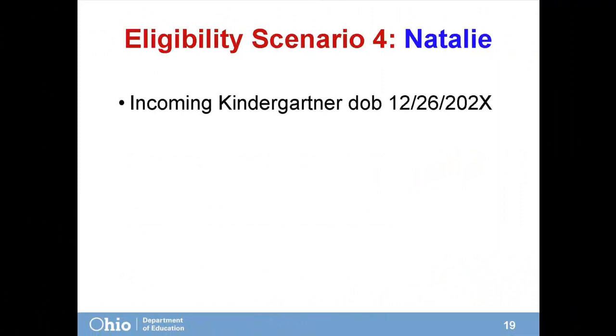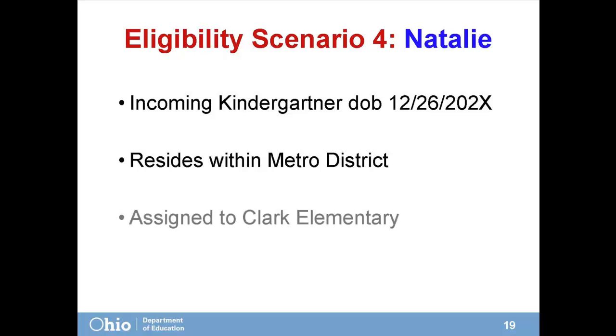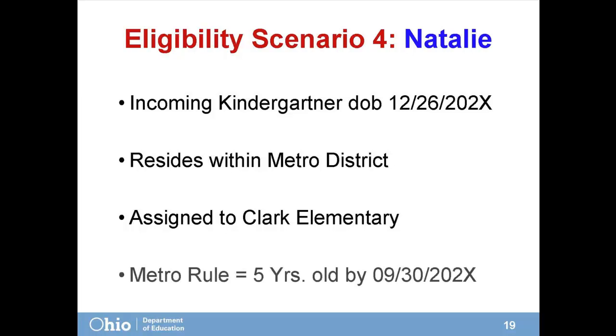Our next example is Natalie. She is an incoming kindergartner that is 4 years old and her birthday is on December 26th. Her residence suggests that she would be a resident of the Metro District and would be assigned to attend Clark Elementary, an eligible school. However, the Metro Public School District mandates that she be 5 years old by September 30th to enroll in kindergarten. Is she eligible?